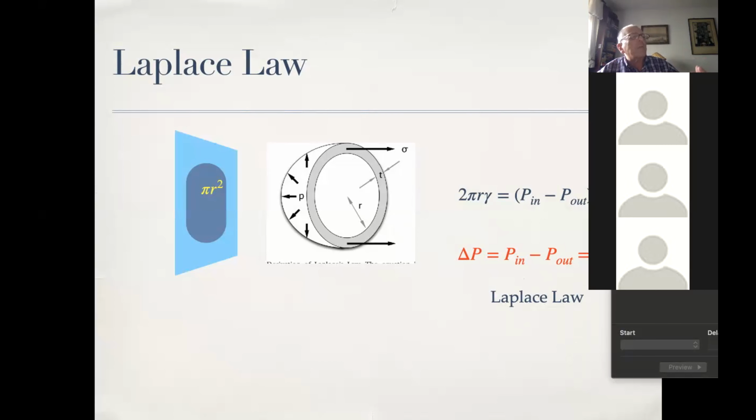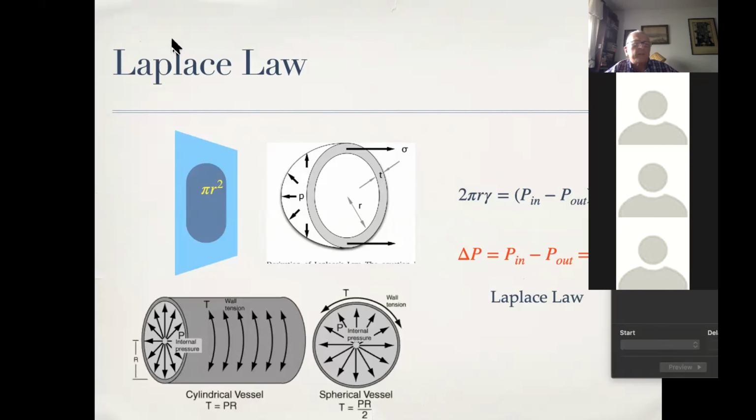So the outside pressure minus the inside pressure is inversely proportional to the radius, and it is proportional to the surface tension. That is an equation which tells us that if I have a liquid at the pressure P in, then I can very easily calculate what will be the size of that droplet. And the same equation can be used to describe objects which are not only spherical.